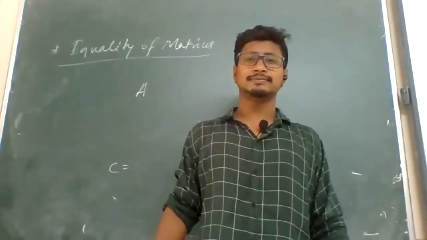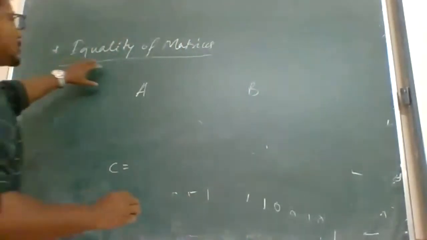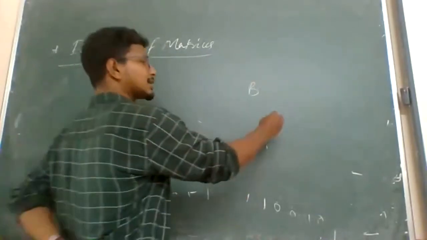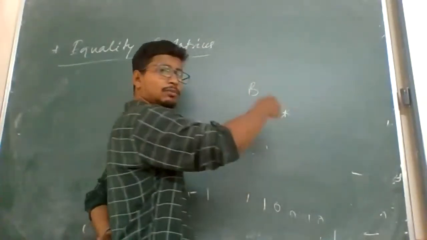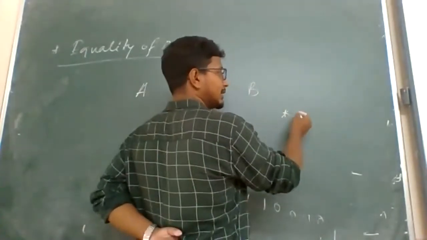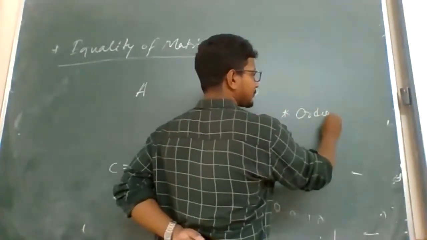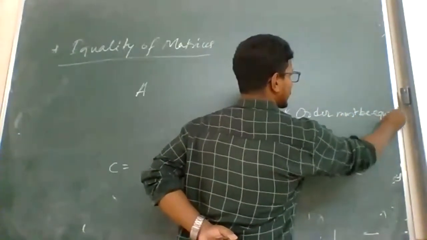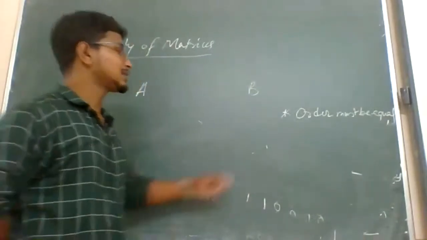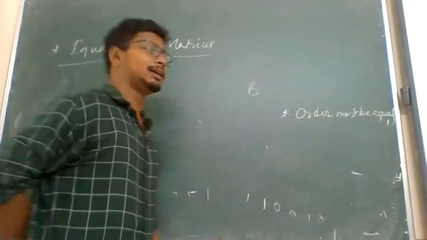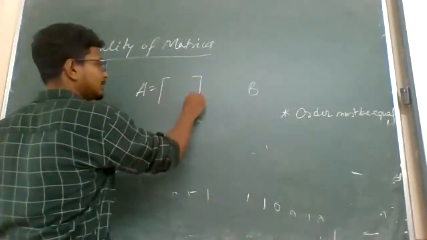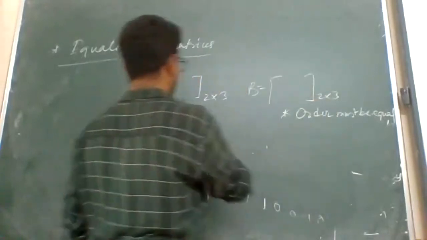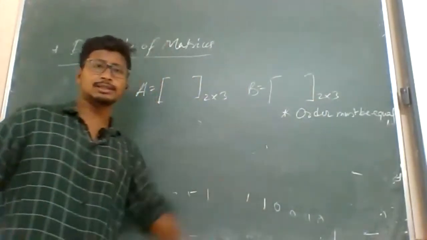Very good. Okay, so what I have written, equality of matrices. Two matrices A and B will be equal if the first criteria is that the order must be equal. The first criteria is what? The order must be equal. 2 by 3. You can see the order is similar.